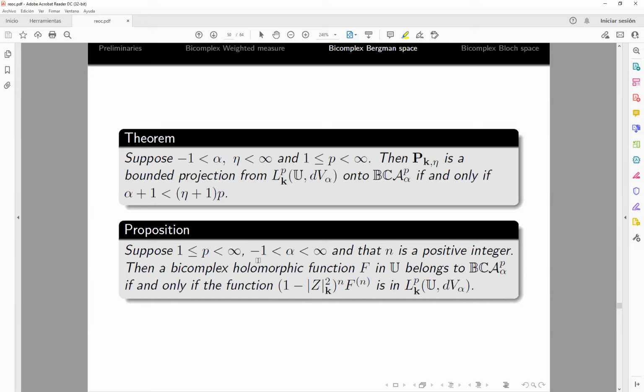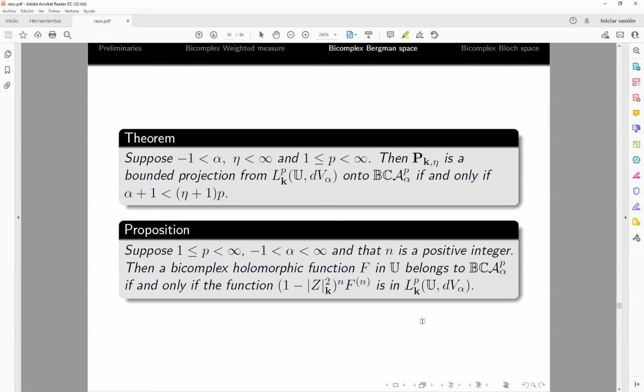And also we have this proposition. If p is greater than 1, alpha is greater than -1 and n is a positive integer, then a bicomplex holomorphic function f in the bidisk belongs to our weighted Bergman space if and only if this function, which clearly is not holomorphic, is in our weighted LP space.